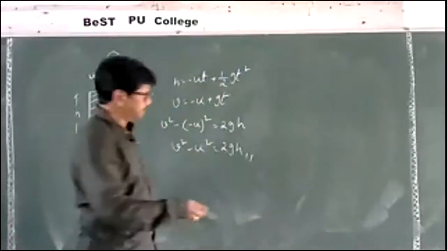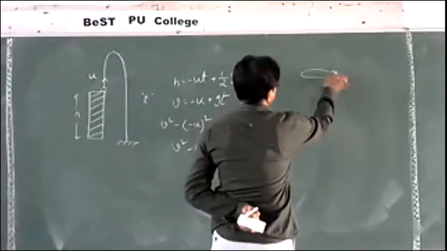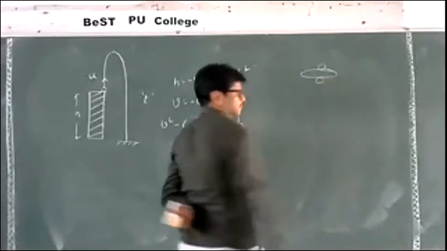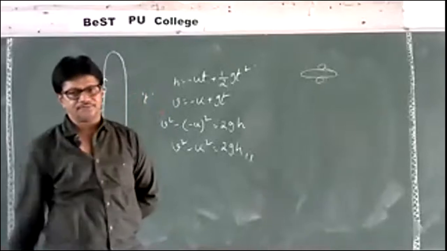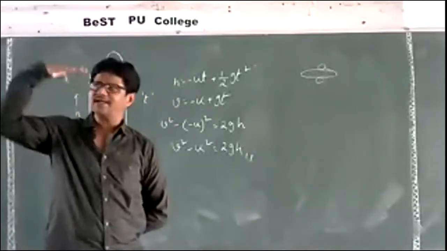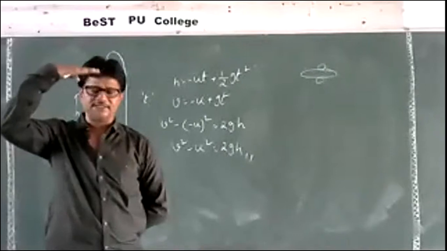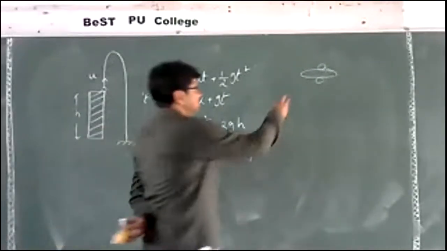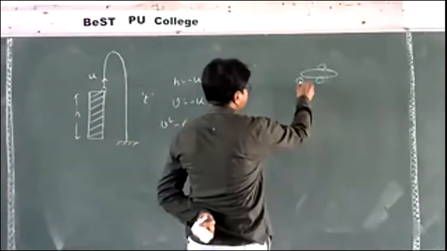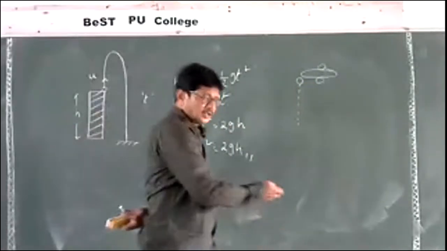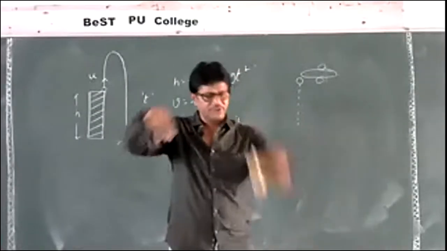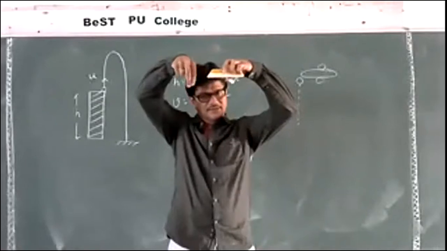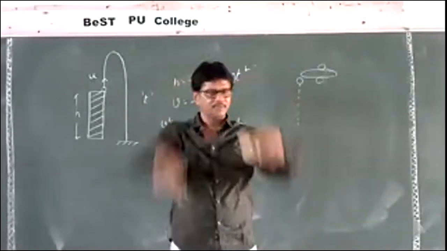Just imagine this is one aeroplane. Initially that aeroplane is at rest. It is not moving, it is an ideal condition. Now if I drop a body like this, I am dropping a body from an aeroplane which is at rest, from a certain height. I am dropping a body from the aeroplane.